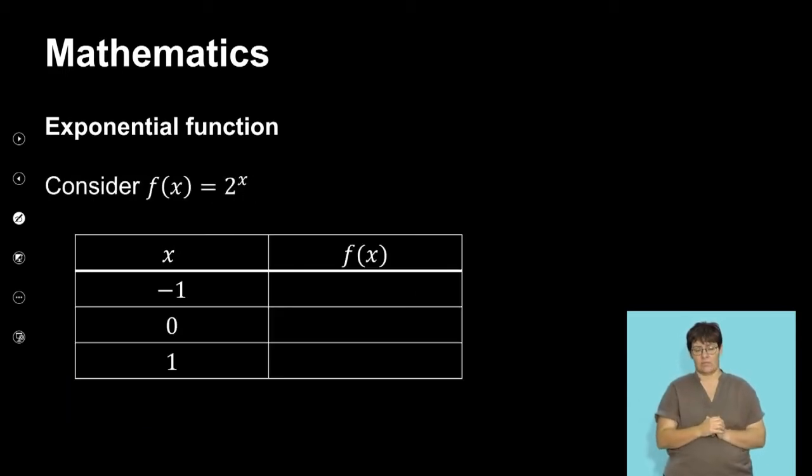Now consider the equation f of x equals 2 to the x. If my x is minus 1, this is going to be 2 to the exponent of negative 1, which is 1 over 2. And then when my x is 0, it will be 2 to the exponent of 0, which is equal to 1. Then when my x is 1, it will be 2 to the exponent of 1, which is just 2.